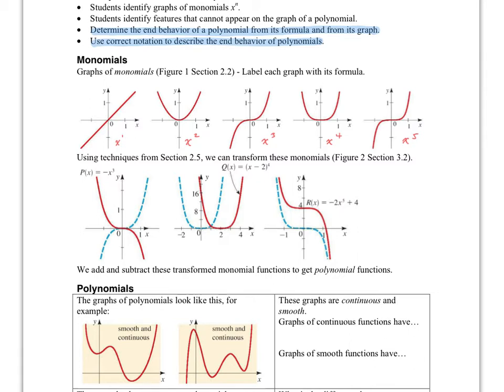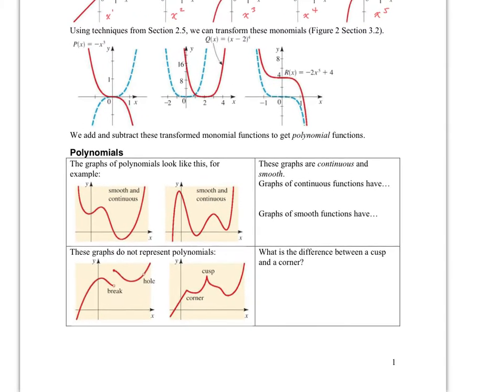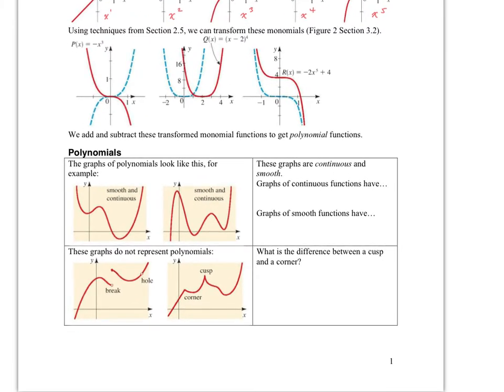And then you will end up with this graph. If you move it at 4, you flip it on the x-axis or rotate on the x-axis and multiply by -2. Now, before we go any further, let's make sure that you understand what polynomials actually are.